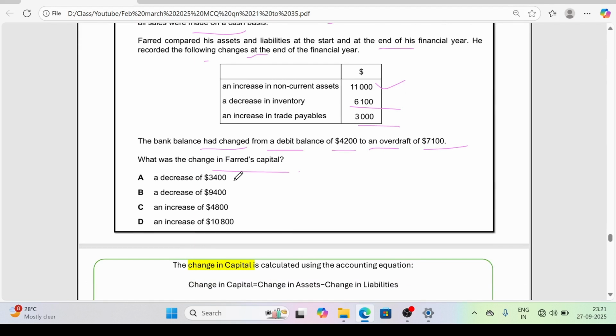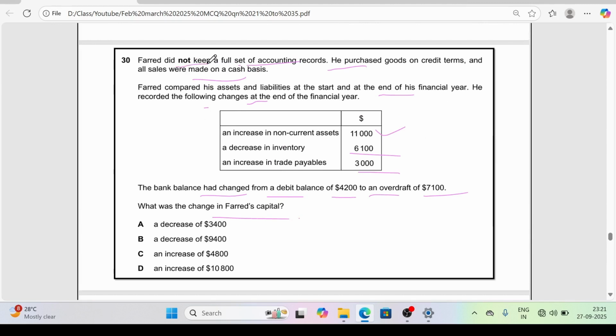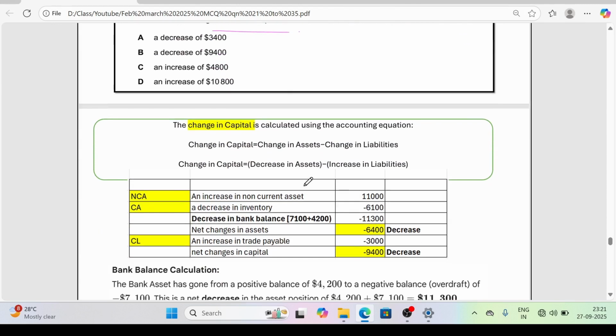Option A, a decrease of $3,400; option B, a decrease of $9,400; option C, an increase of $4,800; and option D, an increase of $10,800. Okay, before doing this, this is an incomplete records topic question, and I wrote some calculation workings here. I will explain. Mainly, the change in capital is calculated using the accounting equation.